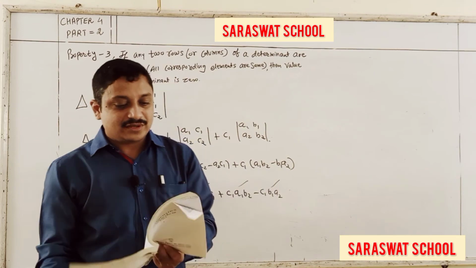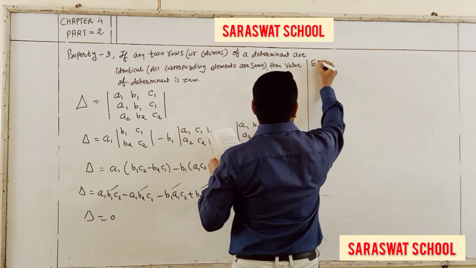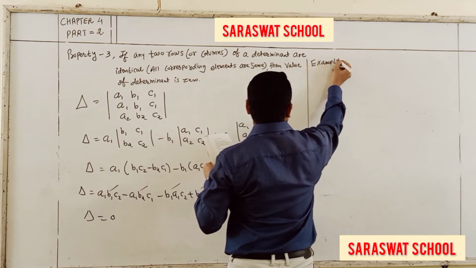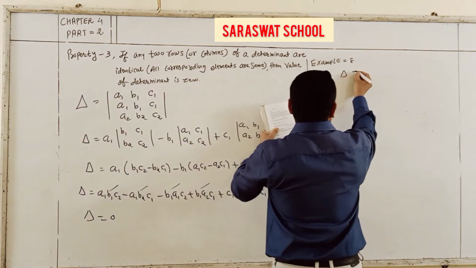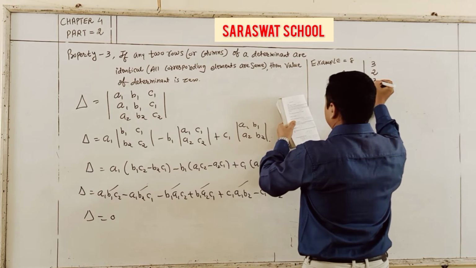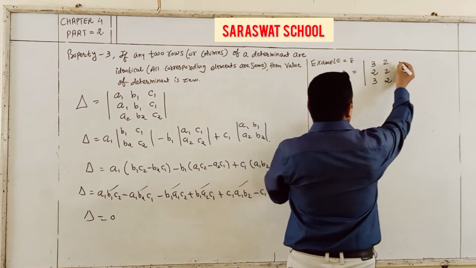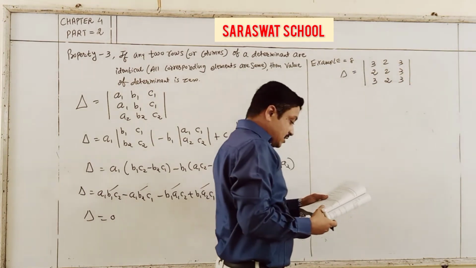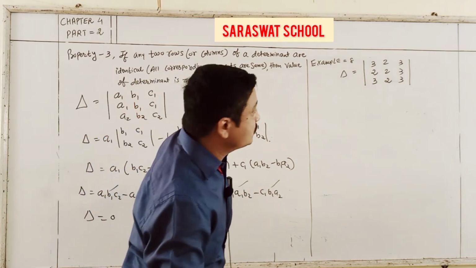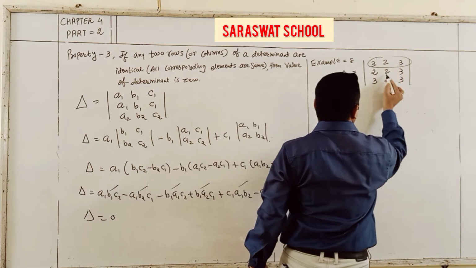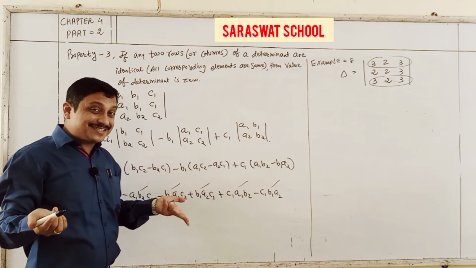Same going on, now Example 8. Evaluate the value by theorem 3, that is property 3. Delta is 3 2 3, 2 2 2, and 3 3 3. Very easy. Check that your first row and third row are the same, so the value of the determinant is 0. Any two row elements being the same, or columns.